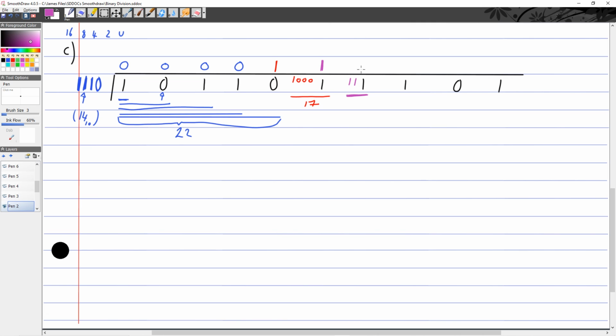And 14 won't fit into 7. So we look at 4 bits. And of course, the 4-bit number here, 1111, in base 10, I'll write 10 there. I should have done it on the 17 as well. 14 will fit into 15. 1111 is 15. It'll fit in once. Remainder 1.